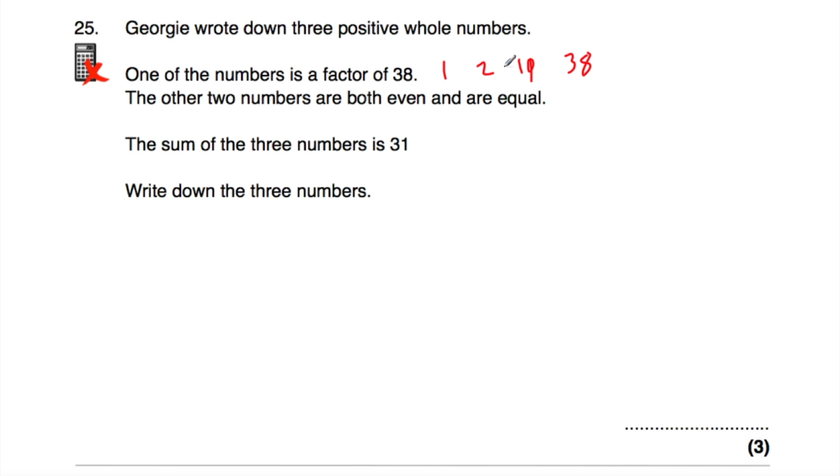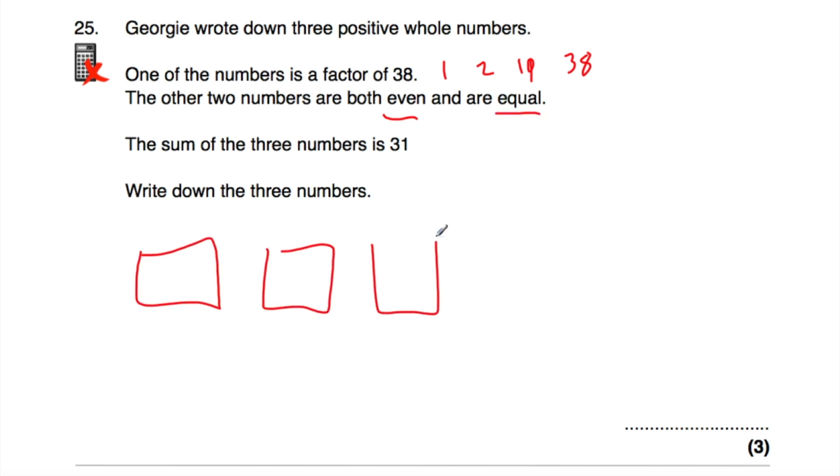So one of her numbers that she writes down is one of these 4. And the other two numbers are both even and equal. So there's a number, and then there's another number and another number. So there's 3 numbers. These two are both even and equal, and then there's another one. And the sum of the 3 numbers is 31. So when we add them together, the answer is 31.